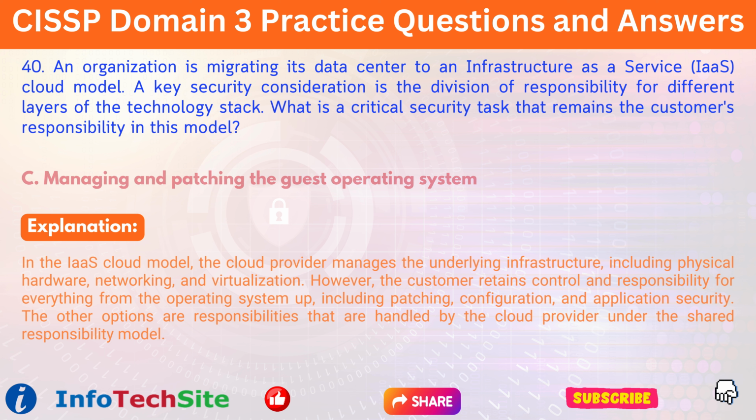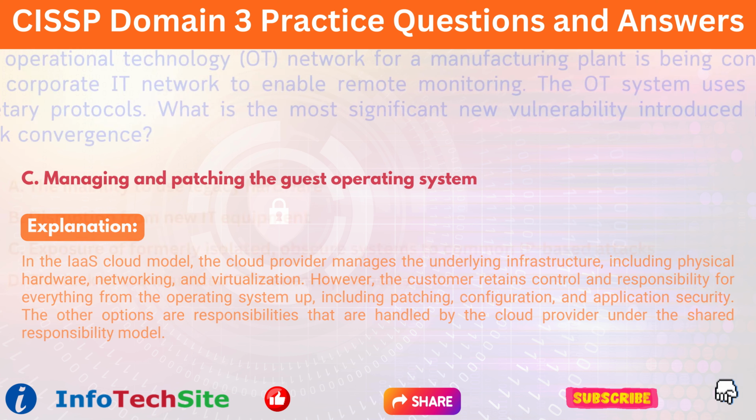Explanation. In the IaaS cloud model, the cloud provider manages the underlying infrastructure, including physical hardware, networking, and virtualization. However, the customer retains control and responsibility for everything from the operating system up, including patching, configuration, and application security. The other options are responsibilities that are handled by the cloud provider under the shared responsibility model.